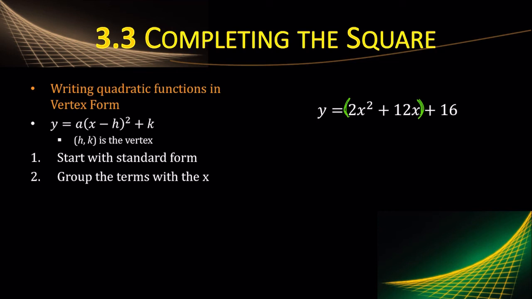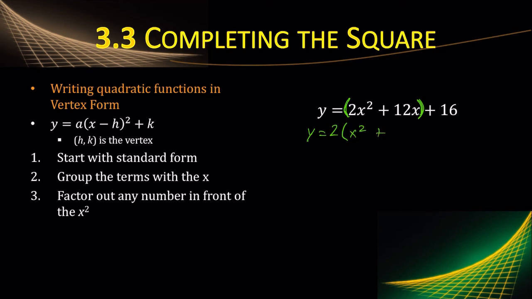To complete the square, remember it has to be 1x squared. So I'm going to factor out the number in front of the x squared. So it'll be 2 parenthesis x squared plus, if I'm factoring out a 2, it'll be 6x. I'm leaving a space, 16.